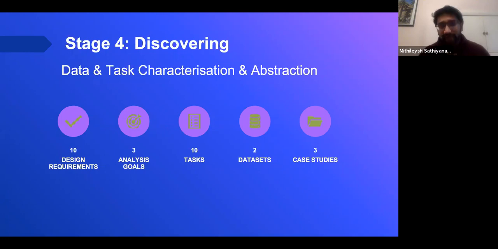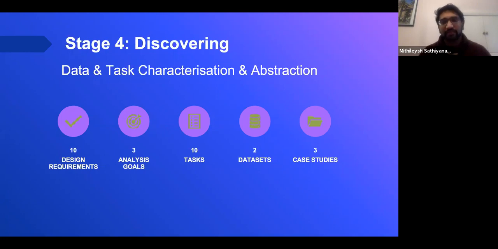And we identified 2 data sets, which were shared by a couple of healthcare industries. I'm not in a position to expose that information again due to the NDA. So we received 2 data sets and 3 case studies from a couple of hospitals. Again, I'm not able to reveal that information because it's being recorded. So this forms the discovering stage: the design requirements, analysis goals, tasks, data sets, and case studies.